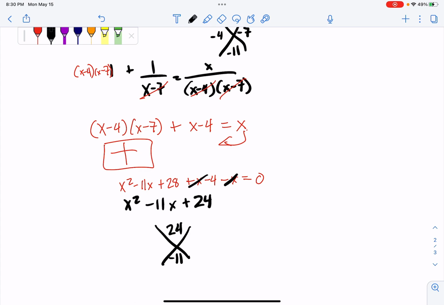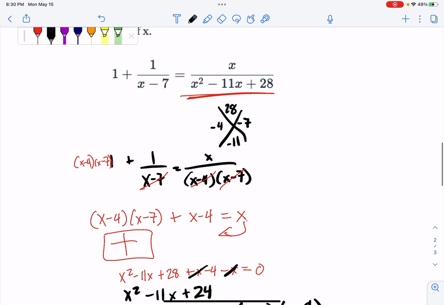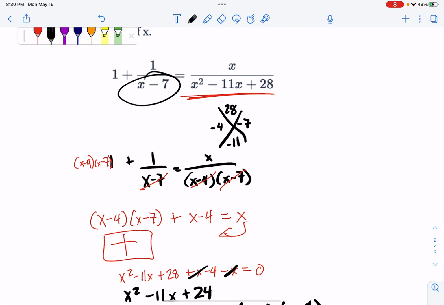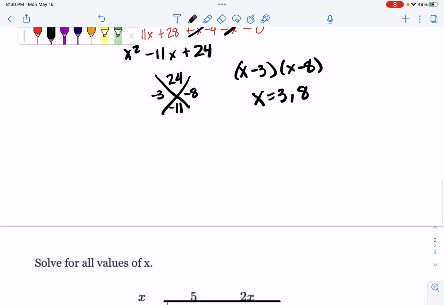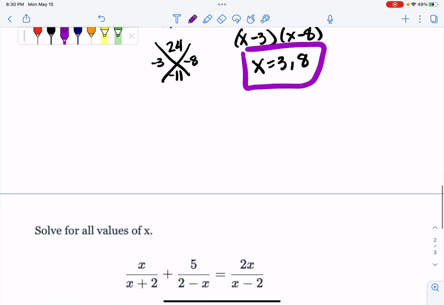Let's see, 3 and 8. -3 and -8 multiplies to positive 24, adds to -11. So we get x minus 3 and x minus 8, which means that x equals 3 and x equals 8. Going back up here, neither 3 nor 8 is going to break this denominator and make it undefined. Therefore, both these answers are correct, and you would put them in with a comma into Delta Math.